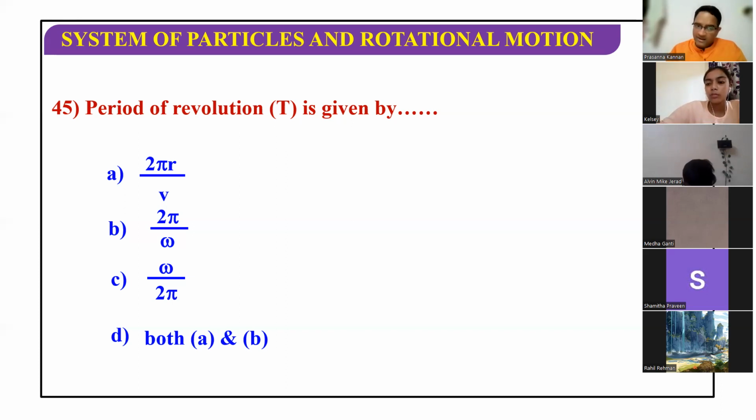V by R. So if I substitute, which option will I get? Yes, we'll get R by V. So option A is also correct. B is also correct. So what is the right answer? Option D. Option D is correct.